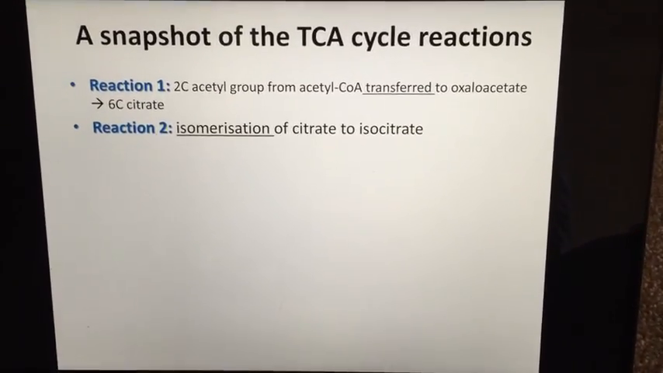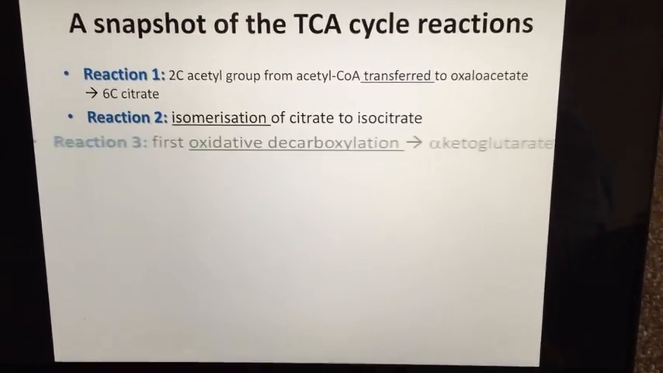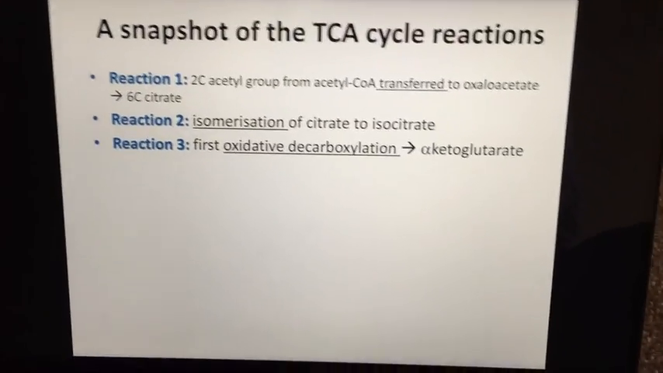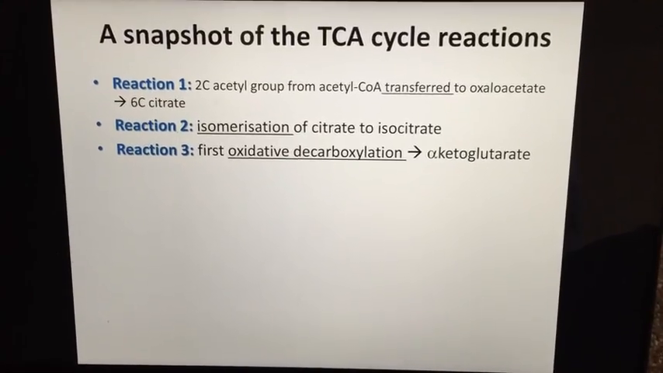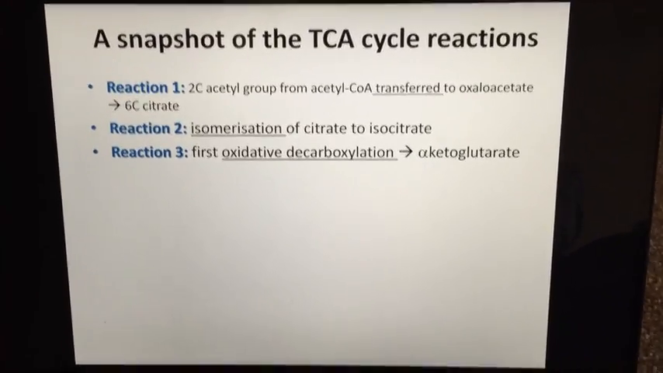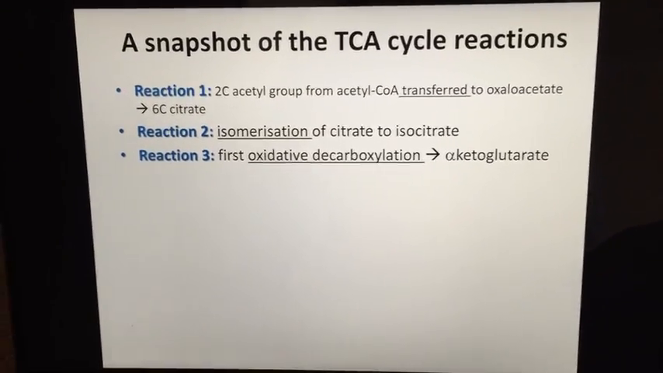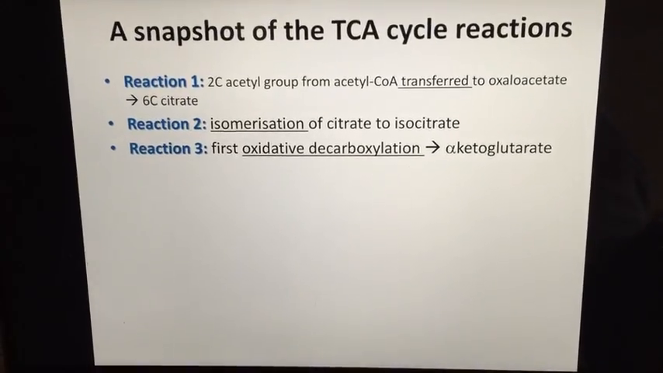Then the second group is an isomerization reaction. Citrate isomerized to isocitrate. Then there are 2 oxidative decarboxylation reactions in the citric acid cycle. The first is reaction 3, which forms alpha-ketoglutarate. How many carbons do you think alpha-ketoglutarate has? If this is a decarboxylation reaction, it must have 5.